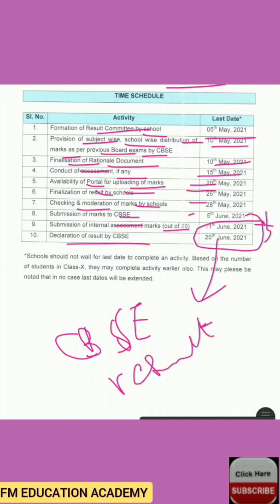And here it is written strictly that schools should not wait for the last date to complete an activity based on the number of students in class 10th. They may complete the activity earlier also. This may please be noted, in no case will last dates be extended. So this is how objective criteria is being adopted by CBSE. It is in favor of students as well as in favor of teachers.